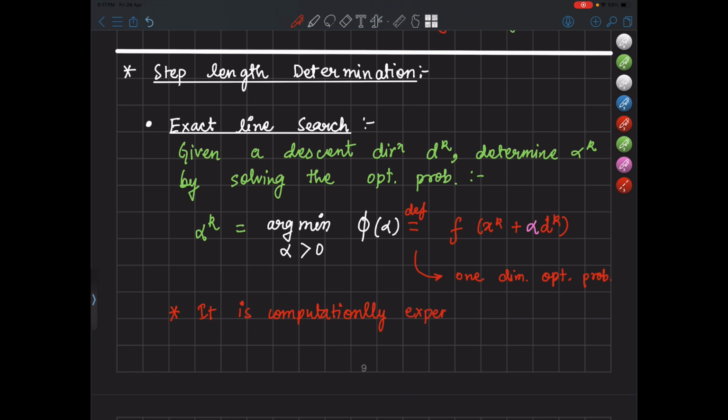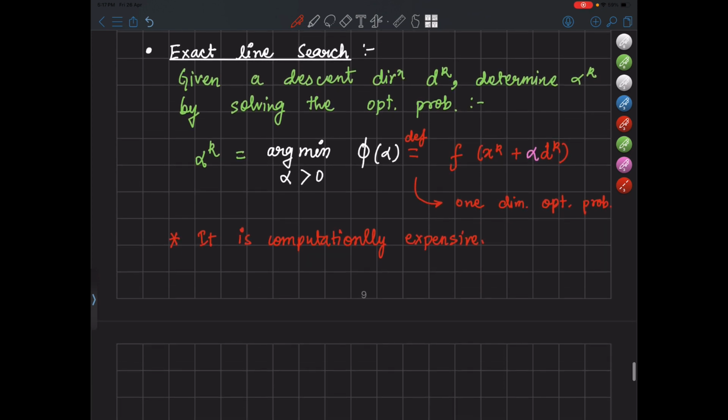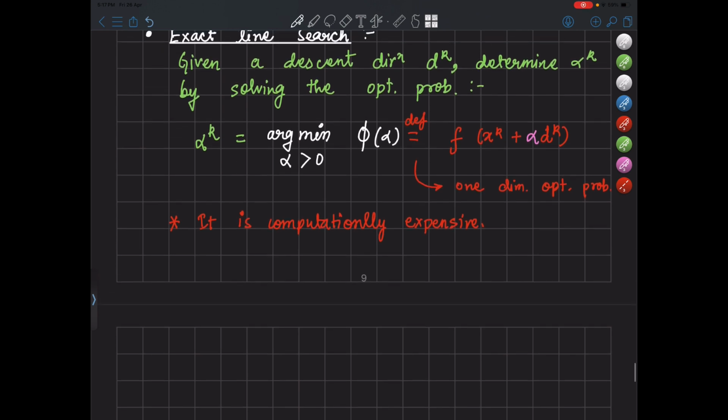This is very computationally expensive. Even though you'll get the best alpha, sometimes the cost of computing the best alpha outweighs the benefit, since it increases the time required for the algorithm to converge. So to solve this computational problem, there is another method which is called inexact line search.